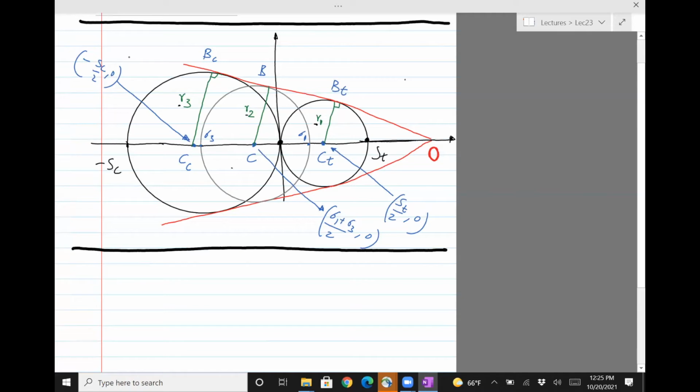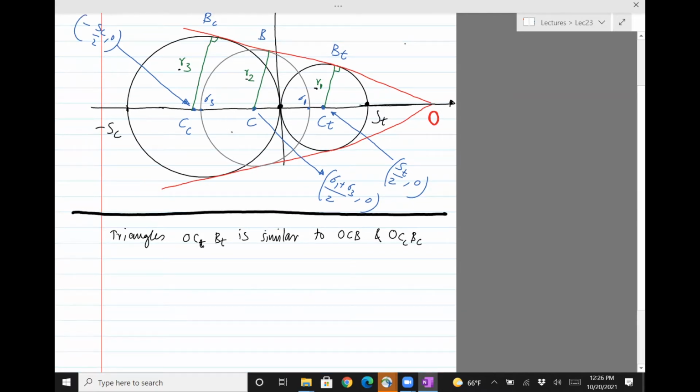Okay, now we're ready, now that we have everything on paper. So the math is not too hard, but the figure is kind of involved. What we see is that the triangle OCTBT is similar to OCB and OCCBC. So they're all similar triangles, right? You can take that and blow it up a little bit, OCTBT, and you get OCB. So if that's the case, then the ratio of their corresponding sides should have the same ratio.